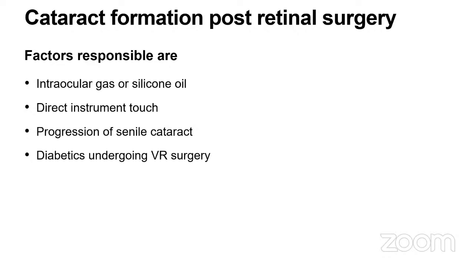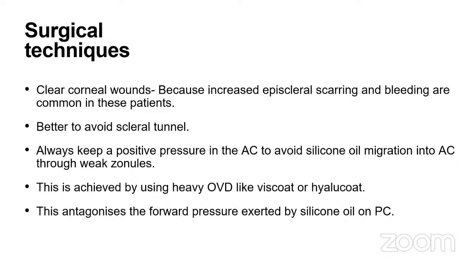So if you are seeing a rapid cataract formation in a patient who underwent retinal surgery, we have to always assume that direct instrument touch might have occurred. Then progression of senile cataract. Generally progression of cataract is faster in patients who underwent retinal surgery, and obviously diabetics undergoing VR surgery. Diabetics have a faster rate of cataract formation, and on top of that, if they have undergone VR surgery, then most likely they will develop cataract.